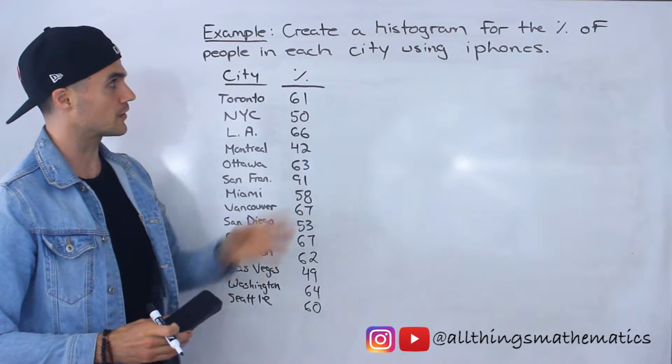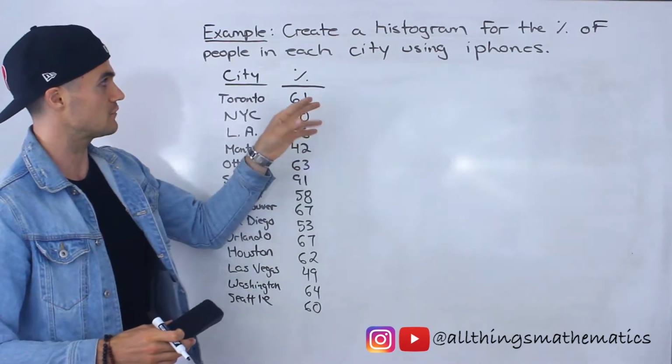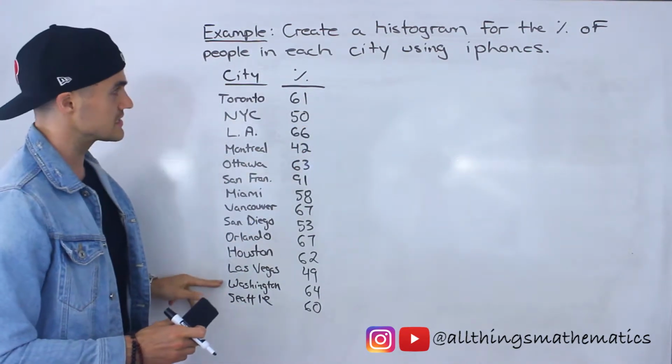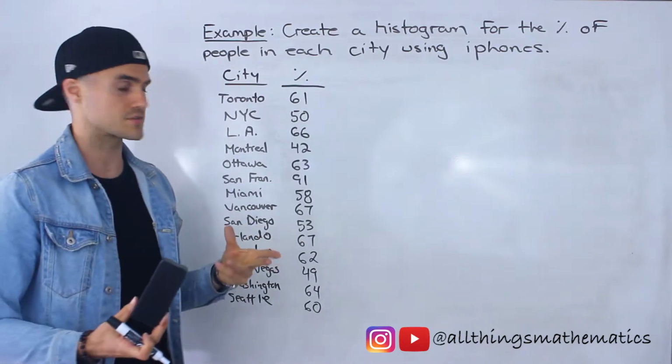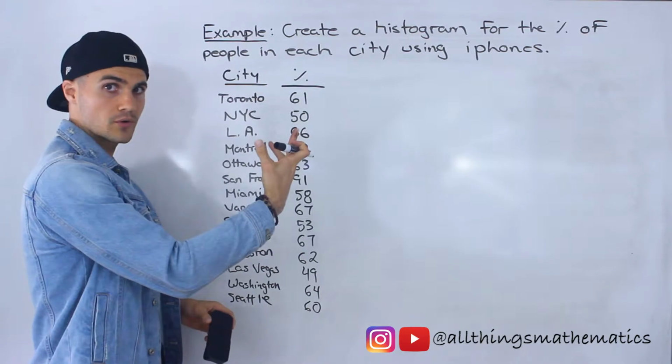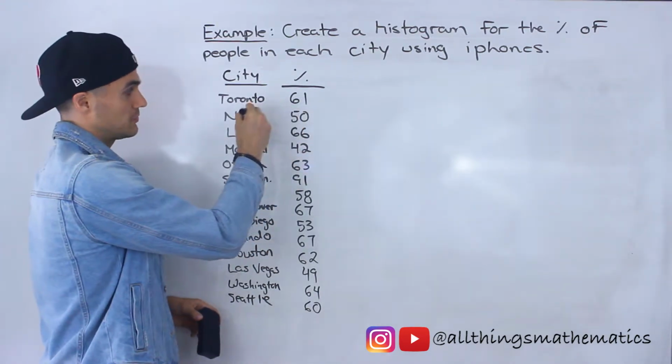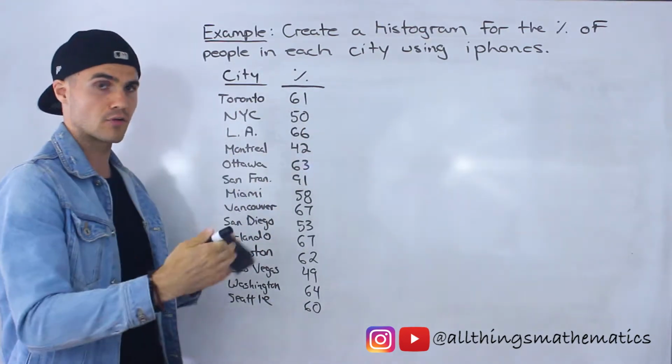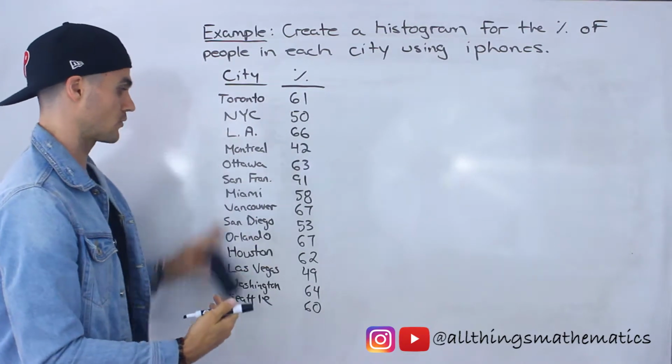So what we've got to do is create a histogram for the percentage of people in each of these cities here that are using iPhones. So what this means is that 61% of the people in Toronto are using iPhones, 50% of the people in New York City are using iPhones, etc., for the rest of the cities.